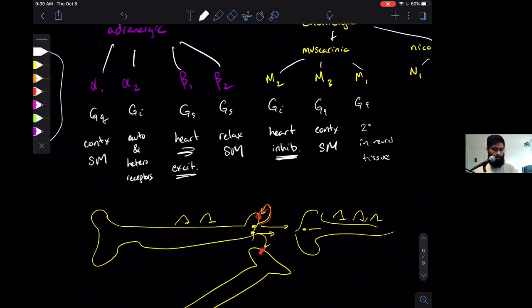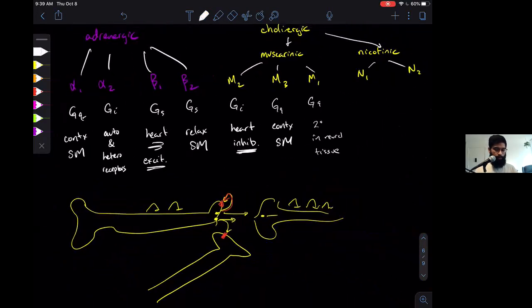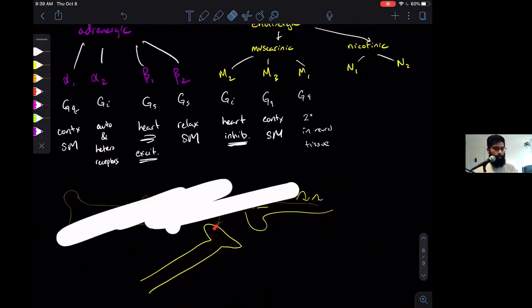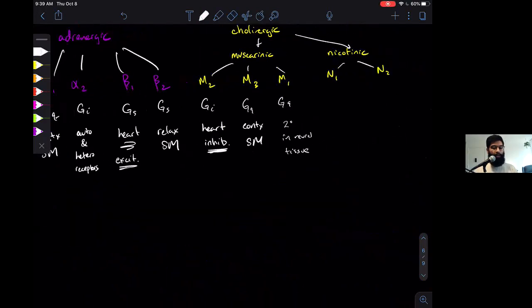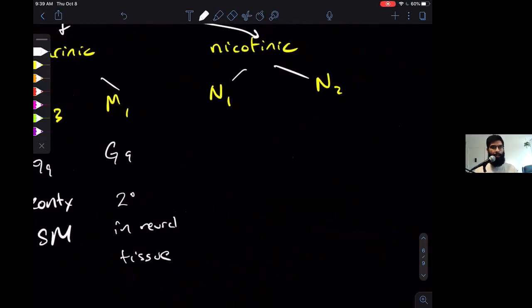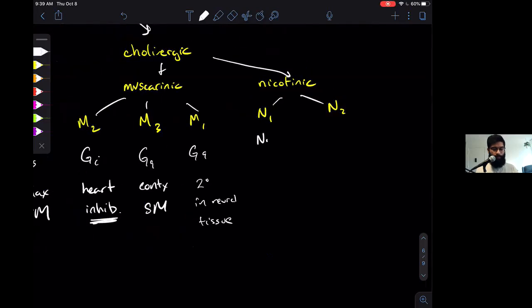All right, wow, that's a lot of information, and we're going to synthesize that really quickly. The N1 and N2 are also very important. This is also known as NM, and this is also known as NN. So you might see those as well. And these are all ligand-gated ion channels. And NM means nicotinic muscular, and NN means nicotinic neural.